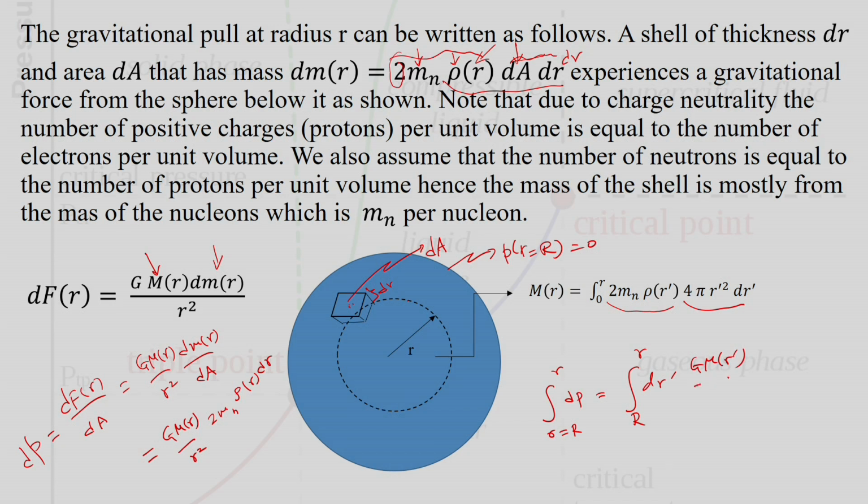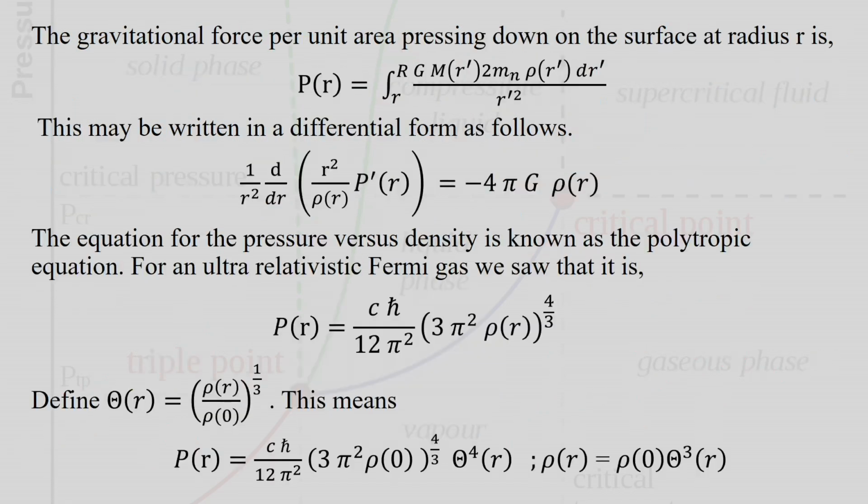So, that is going to be the integral from R to r of G M(r') over r'. I have just replaced r by r' because it is a dummy variable, because I want to reserve r for the point of interest. So, this is the pressure at r. So, this is what it is, and that is what I have written there.